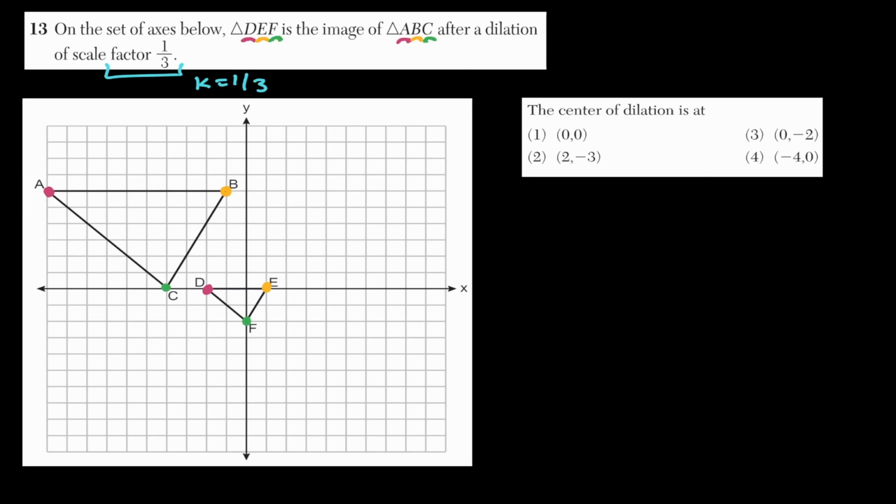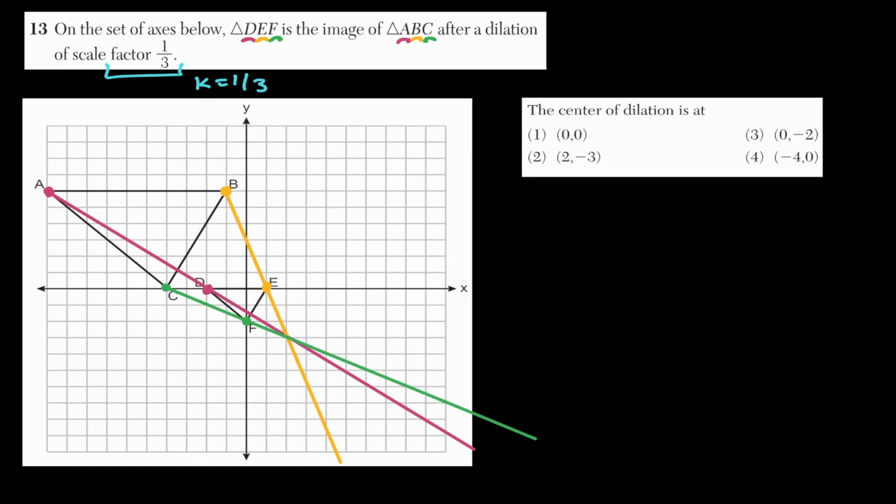But because we are being given a set of axes, let's draw the line of dilation, connecting every image with its pre-image. So let's connect A and D. There are images and pre-images. Let's connect B and E. There are images and pre-images. And let's connect C and F. There are images and pre-images.